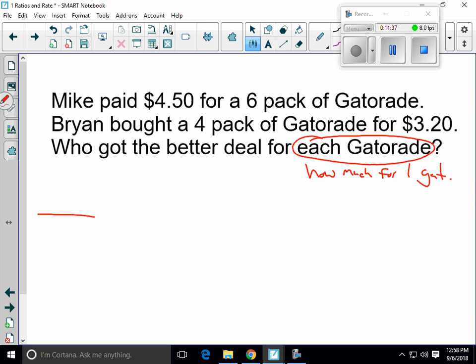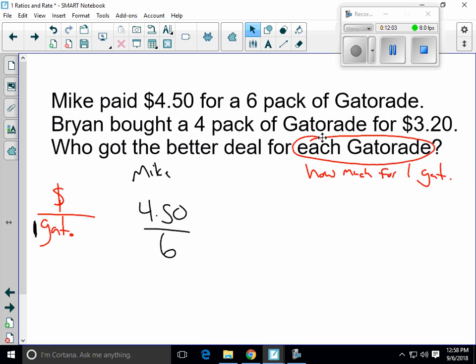So I'm going to compare the money to the Gatorades. I want to figure out how much for 1. When I'm figuring out the unit rate, the one that I want to know 1 for, that's my denominator. Also remember, cash is king. Cash is my numerator here. So Mike's side, paid $4.50 for a 6-pack. On Brian's side, he paid $3.20 for a 4-pack. Again, notice I had to switch the order for Brian. I had to put the money on top and the Gatorades on bottom.